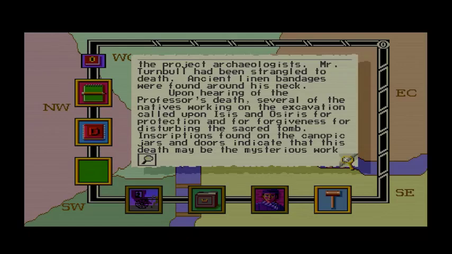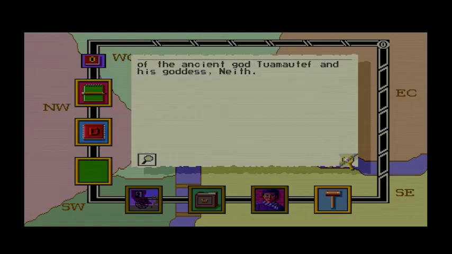The party was in the final weeks of its work in the area when disaster struck. Mr. Turnbull had worked late into the night, remaining in the chamber alone after other members of the party had retired for the night. His body was discovered by Mr. Andrew Weatherby, another of the project archaeologists. Mr. Turnbull had been strangled to death. Ancient linen bandages were found wrapped around his neck. Upon hearing of the professor's death, several of the natives working on the excavation called upon Isis and Osiris for protection and for forgiveness for disturbing the sacred tomb. Inscriptions found on the canopic jars and doors indicate that this death was maybe the mysterious work of the ancient god Tuamautif and his goddess Nith.